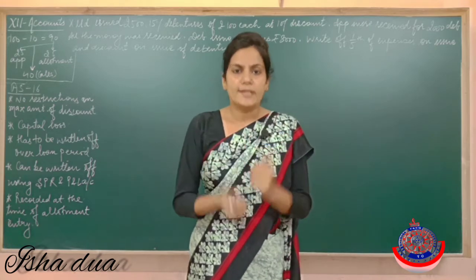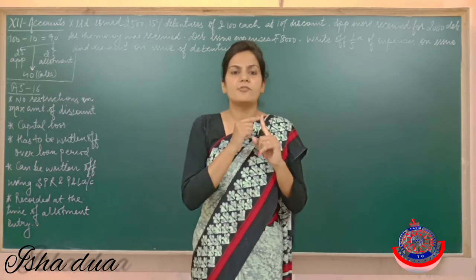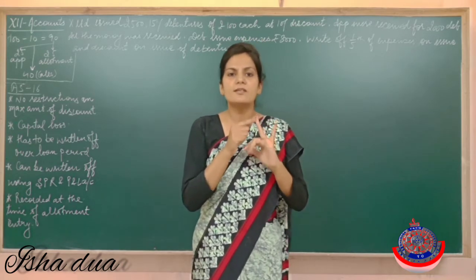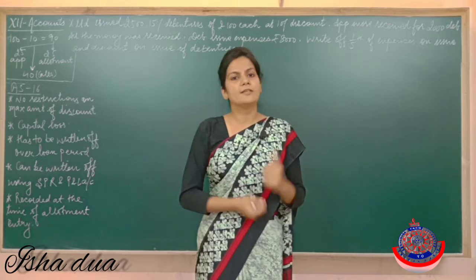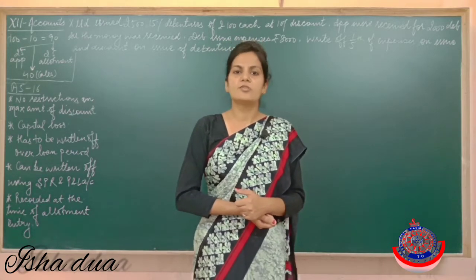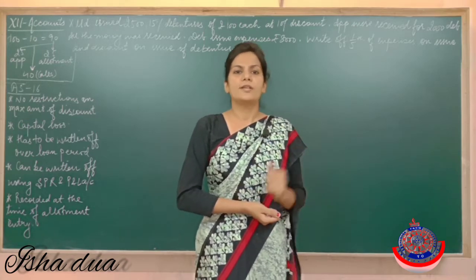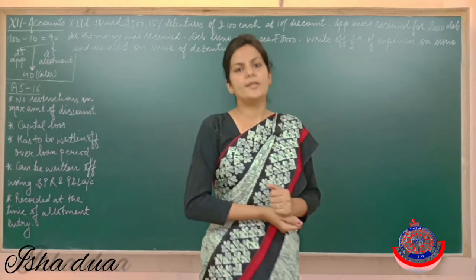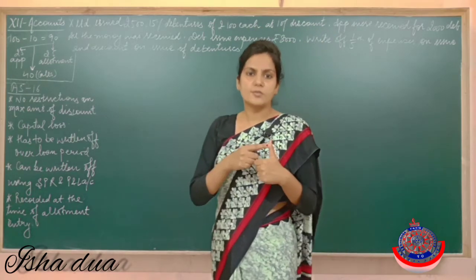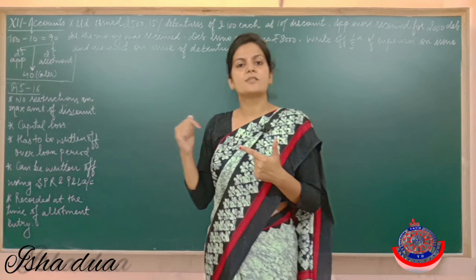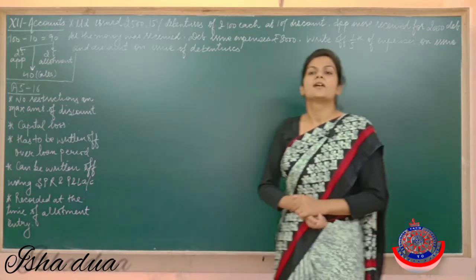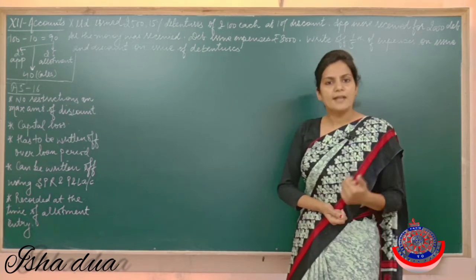Just try to recollect that we learnt the treatment when shares were issued at par and premium, but we never learned the treatment when shares were issued at discount. Earlier this method was there, but now shares are never issued at discount, so the accounting treatment has been eliminated from the books. But in case of debentures, we can issue them at par also, at premium also, and at discount also.